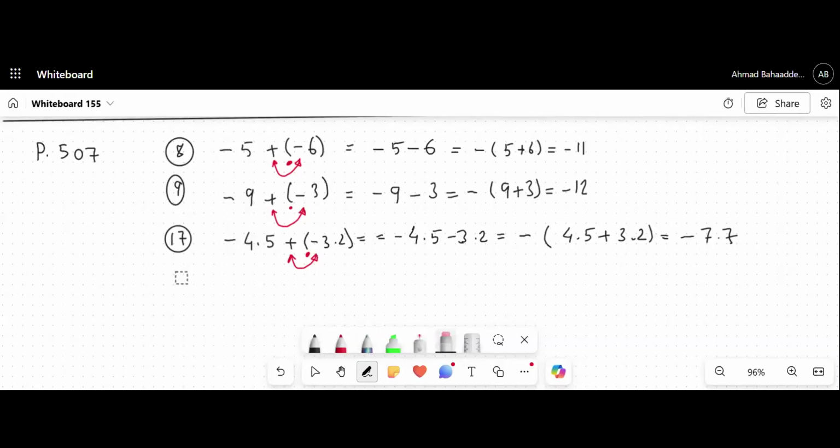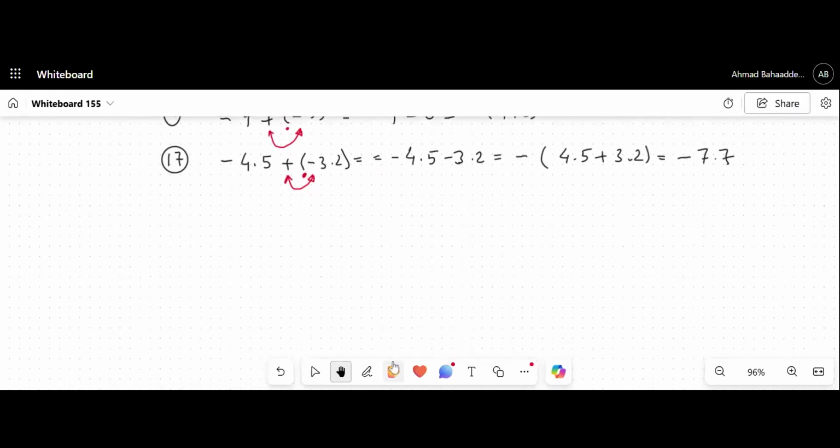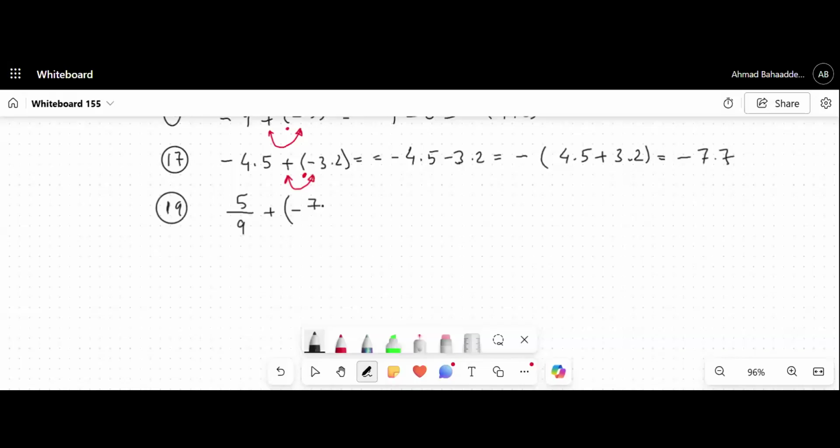And then if we have time, we can take more examples, or maybe we can do that in the next video. So question number 19 in here. I'm going to write down the question for you. It is 5/9 plus minus 7/9. So that's an easy one: 5/9, and there is a plus, and then it's minus 7/9.